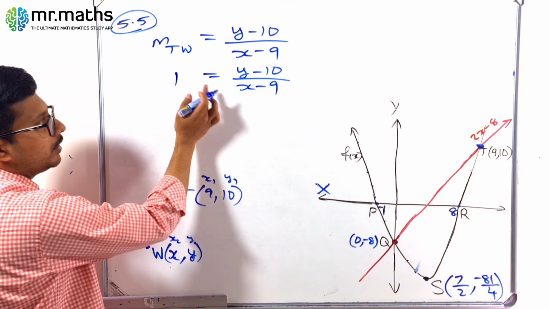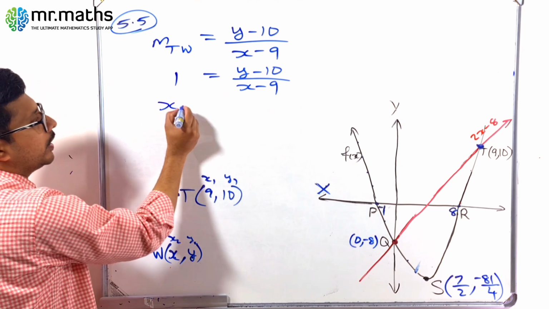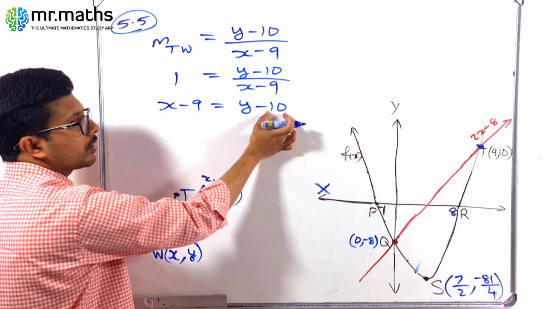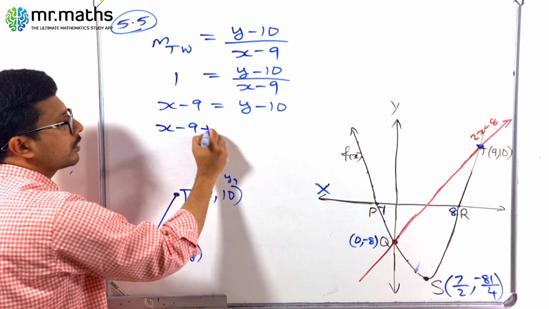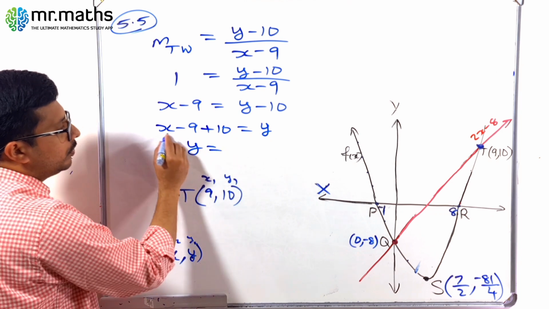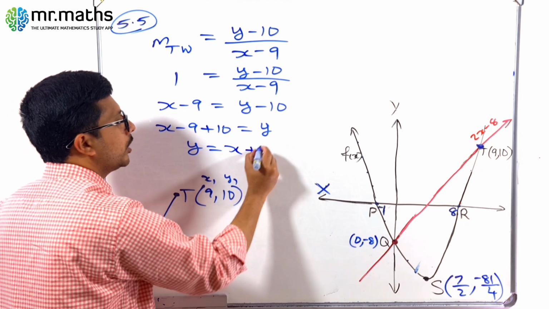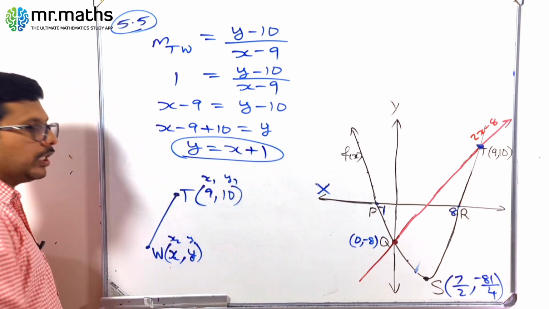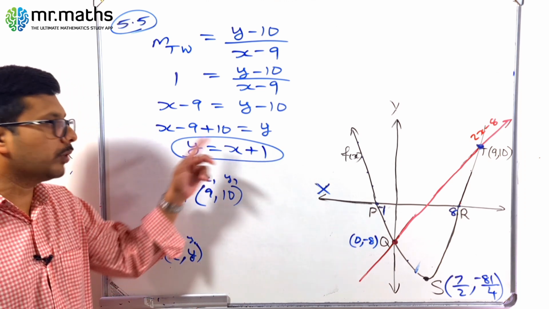Cross multiply: 1 times x minus 9 is x minus 9, which is equal to y minus 10. Take the minus 10 to this side, so it is x minus 9 plus 10 is equal to y. So y is equal to x minus 9 plus 10, which is x plus 1. So the equation of the line TW is y is equal to x plus 1.